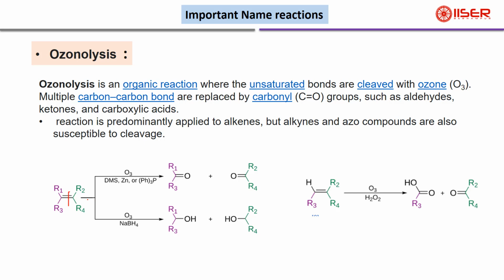Now if the ozonolysis takes place in presence of zinc, DMS or PPh3, we can get aldehyde, but if it is in absence of zinc, it will give us acid. If any reducing reagent is given, it will give a reduced product. If any oxidizing reagent is given, it will give us the oxidized product.